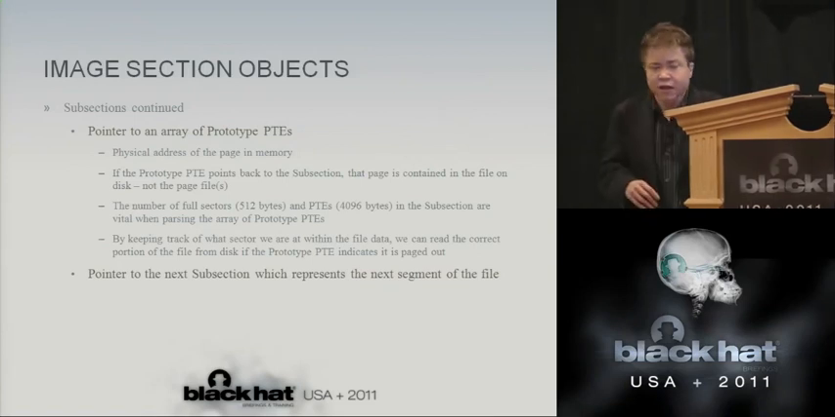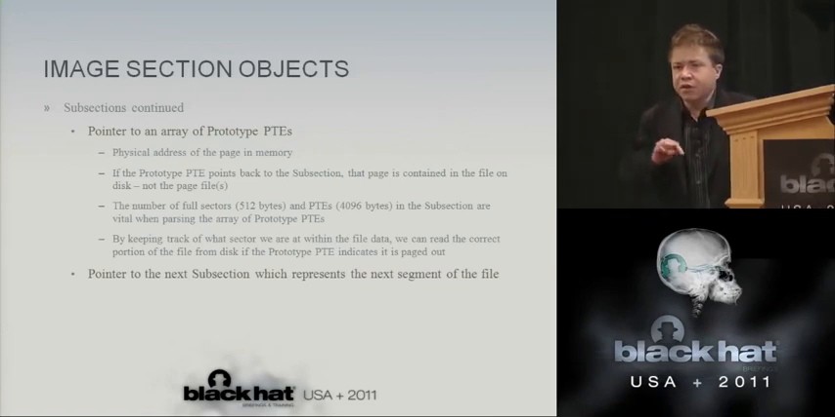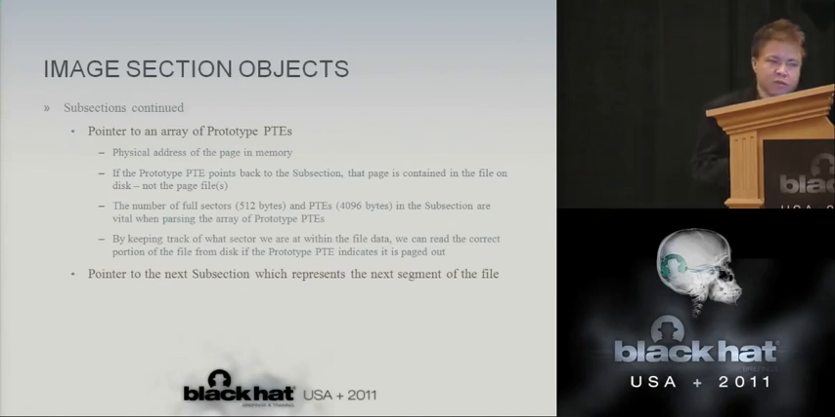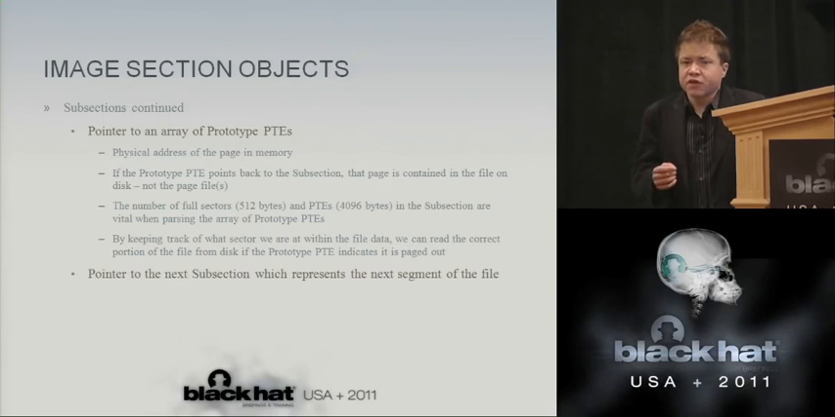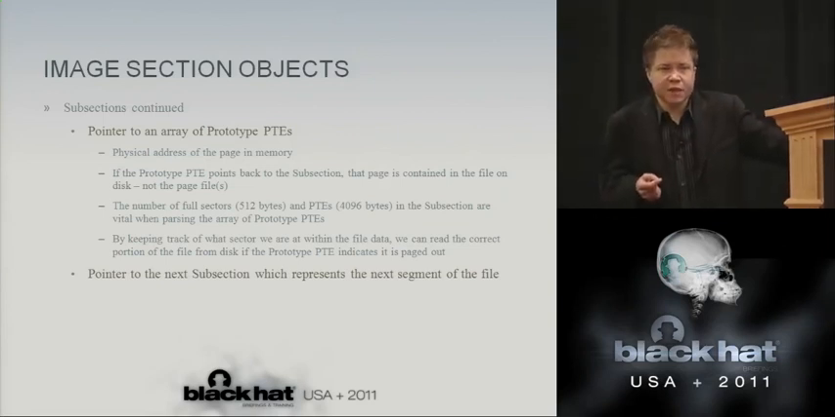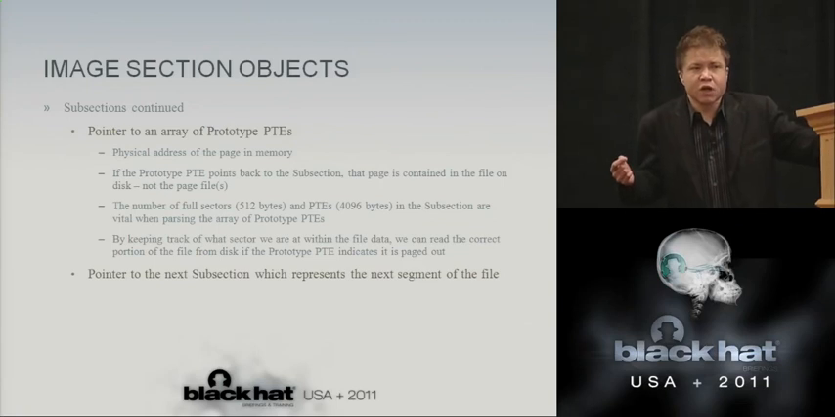Jump to the last bullet there. Every subsection contains a pointer to the next subsection. So once you find one of these things, you can walk the list to find all of them that represent the file in question. But then one of the things we're going to drill down on here is every single subsection contains a pointer to what's called the prototype PTE array. So prototype PTE array is basically every entry within that will be the physical address in memory where that page resides.